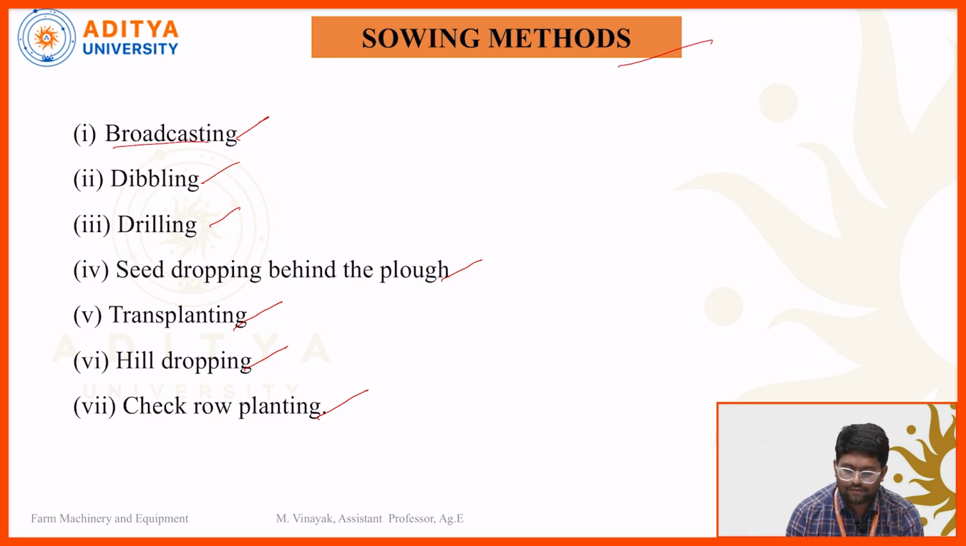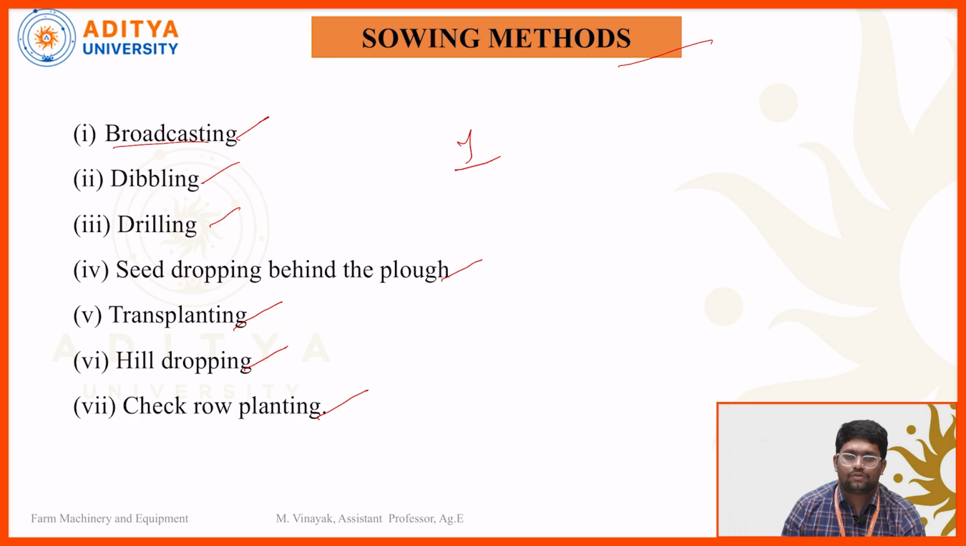So coming to the first one, broadcasting. Broadcasting is nothing but simply taking a bunch of seeds and broadcasting them like this. This is one of the sowing methods: simply take the seeds and scatter them throughout the field surface area. That method is called the broadcasting method.